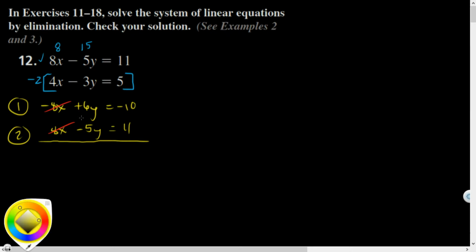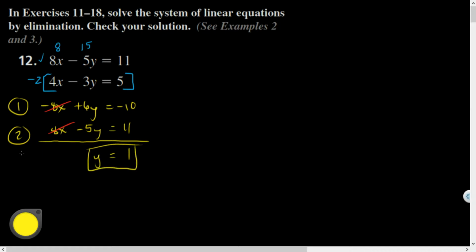How convenient. Let's see, 6y minus 5y. How many y's is that? It's just one y. We can call that y. And negative 10 plus 11 is the same as 11 minus 10, which is 1. So I get y equals 1. Sometimes you'll have a little bit of solving to do, but step 3 is kind of already done there.